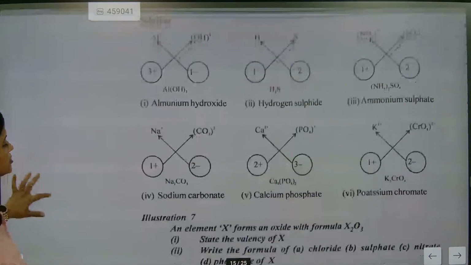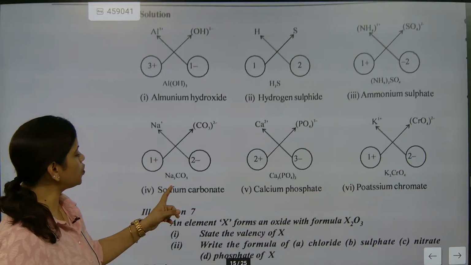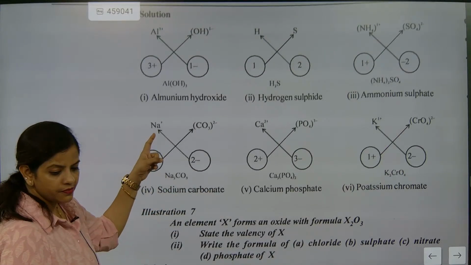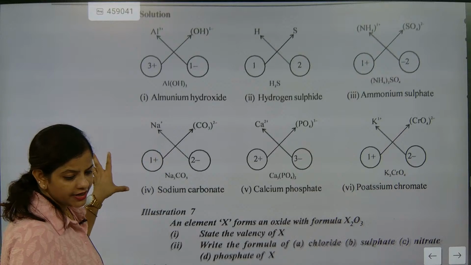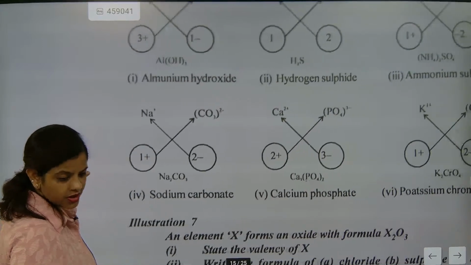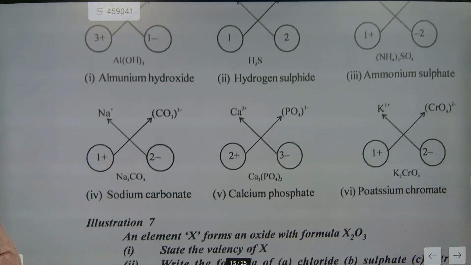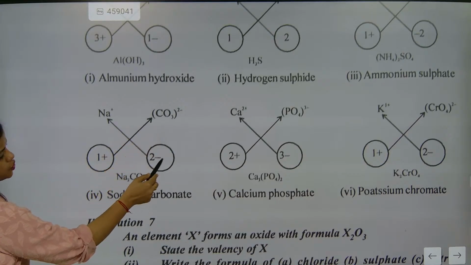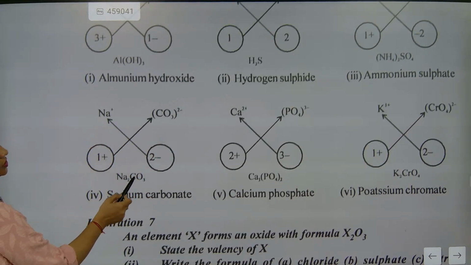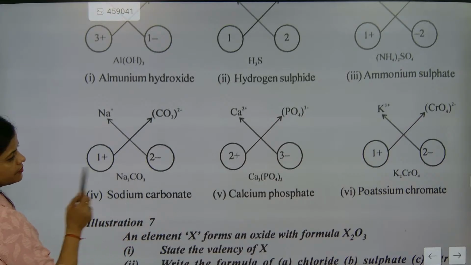Now is it okay, beta? Screen. Now next one is sodium carbonate. When you are writing sodium, write it a little bit big. So now look here, beta. Sodium carbonate: sodium is plus, beta, 1 plus. Carbonate is 2 minus. So Na2CO3. That is called sodium carbonate.